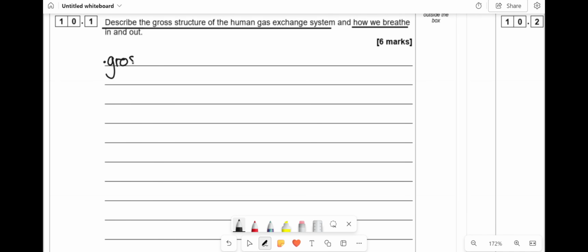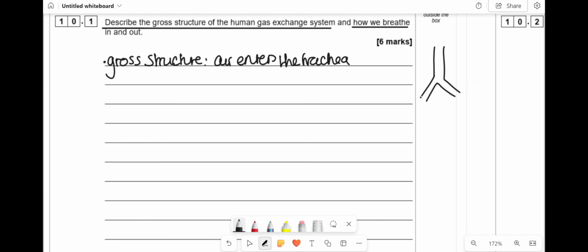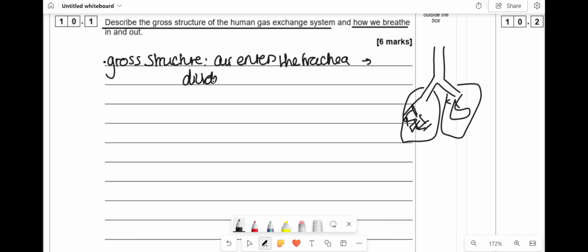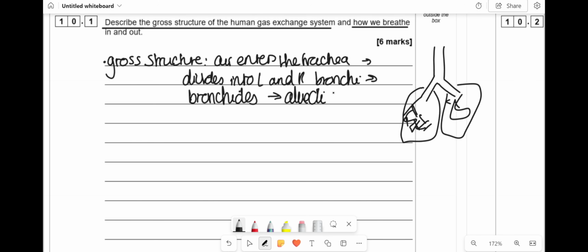If we're looking at the gross structure, air enters the trachea, right? And the trachea divides into bronchi, and then they divide into bronchioles and so forth. Here's your big lung. And then it divides into alveoli. So you'd write that it divides into left and right bronchi, which divide into bronchioles, which then divide into alveoli, where gas exchange happens. The question is not asking me to talk about gas exchange. It's literally just saying, describe the structure. Well, I've just done that.